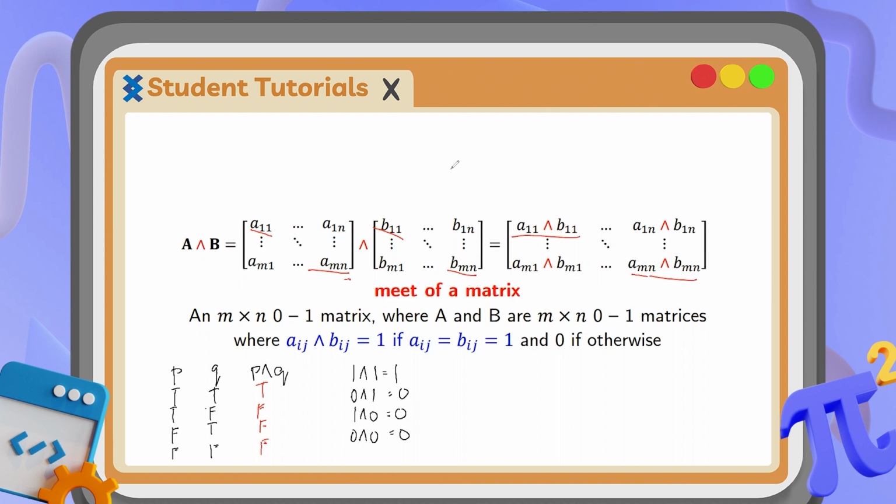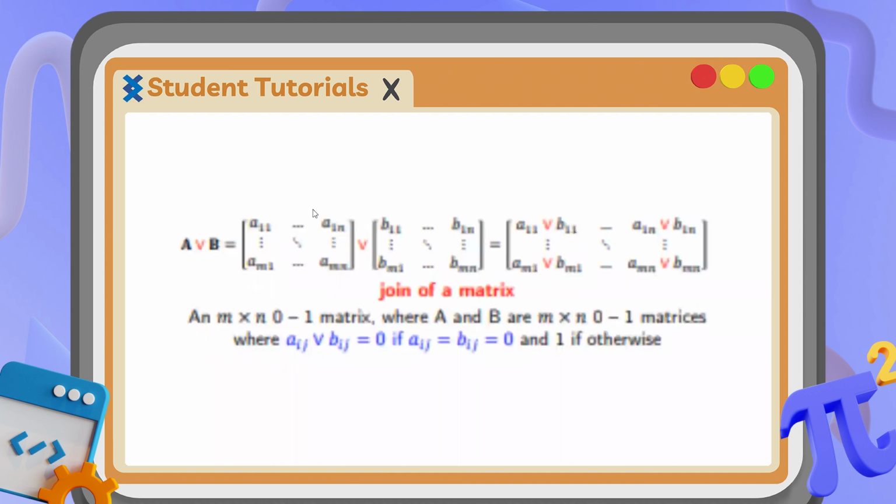And then we have its counterpart, the join of a matrix, where like the meet of a matrix, it has the same specifications. It's an m by n 0-1 matrix where A and B are both also 0-1 matrices of the same dimension, m by n, where A sub ij or B sub ij is equal to 0 if both A sub ij and B sub ij are 0, and 1 otherwise.